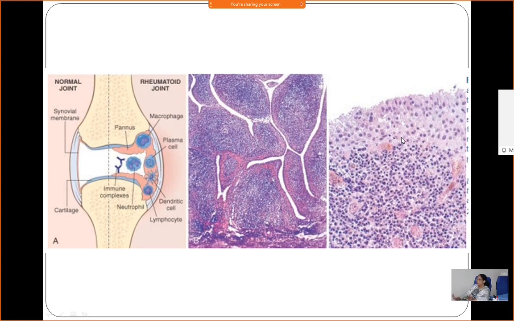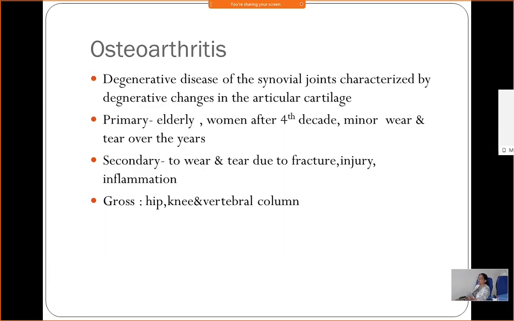So in this joint space, on the left side you can see the normal space, and on the right side you are seeing there is formation of pannus, and slowly as the pannus increases and fibrosis increases, it becomes ankylosis. The space is totally lost. Okay, so then they cannot bend their joint anymore. It becomes very stiff. This is what happens in rheumatoid arthritis.